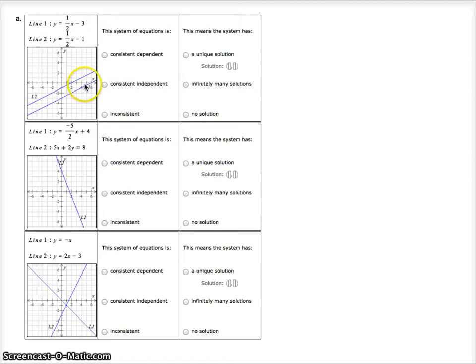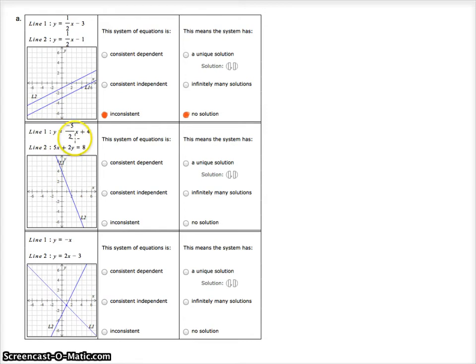In the first one, line 1, L1, is 1 half x minus 3. So from negative 3 goes up 1 over 2. And the second one's 1 half x minus 1. So from negative 1 it goes up 1 over 2. So these are parallel lines, which means they are inconsistent. They're inconsistent because they do not match the requirements for being a regular system. So that means that there's no solution. Not that they're not a regular system, but we want our systems to have a solution point.